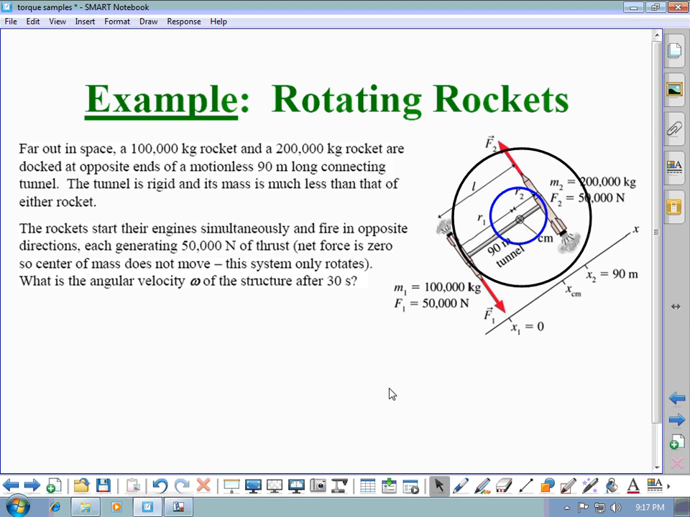So that's what we have happening here. We have the two rockets. They're orbiting their center of mass. The one rocket is twice as big as the other one, and so it's closer to the center of mass. So the first thing that we have to do is calculate the center of mass.